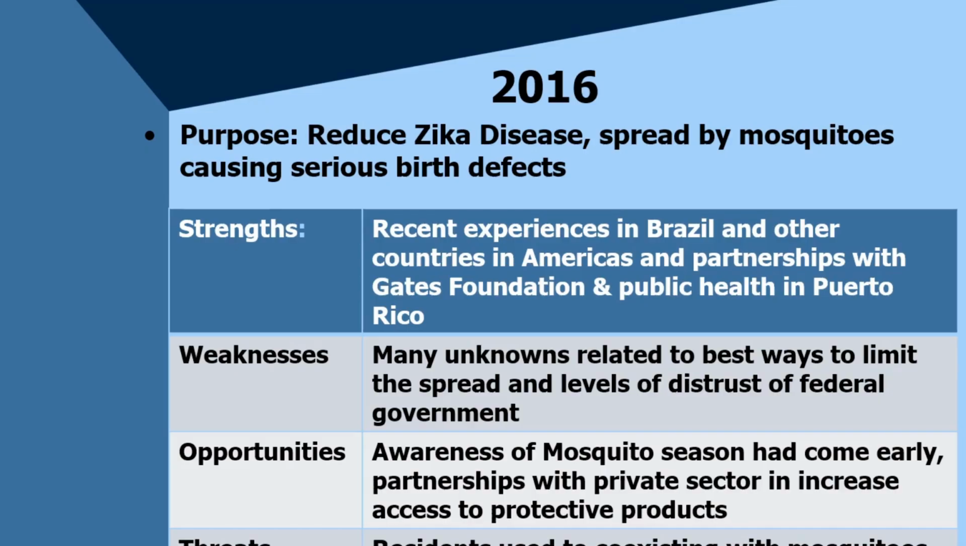An example of taking advantage and being inspired by a SWOT analysis was one in Peru, where they were trying to reduce the Zika disease. The strengths that they wanted to maximize included recent experiences in Brazil and other places. Weaknesses they wanted to minimize were all the unknowns related to the best ways to limit the spread and levels of distrust of the federal government. Opportunities to take advantage of included awareness that the mosquito season had come early that year, and threats to prepare for were residents used to coexisting with mosquitoes, and concerns that messages regarding Zika would discourage tourism.